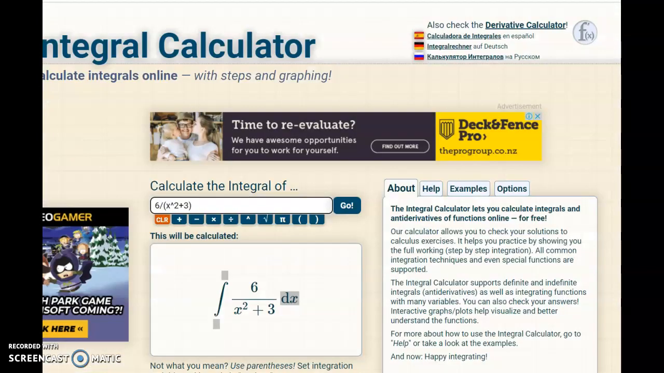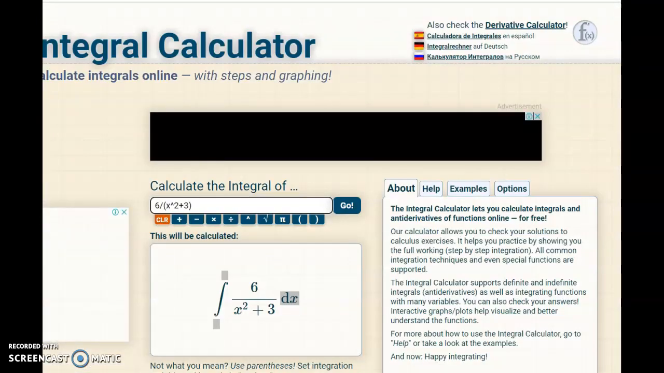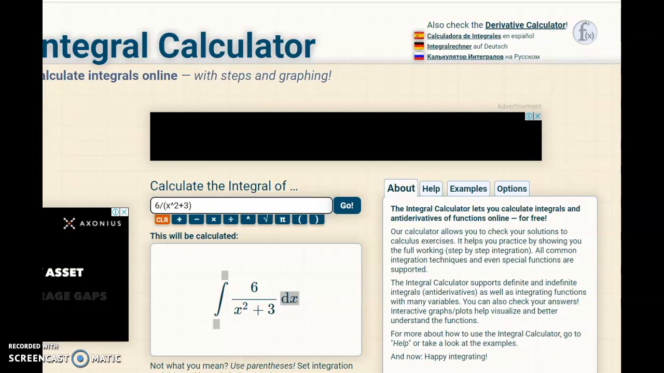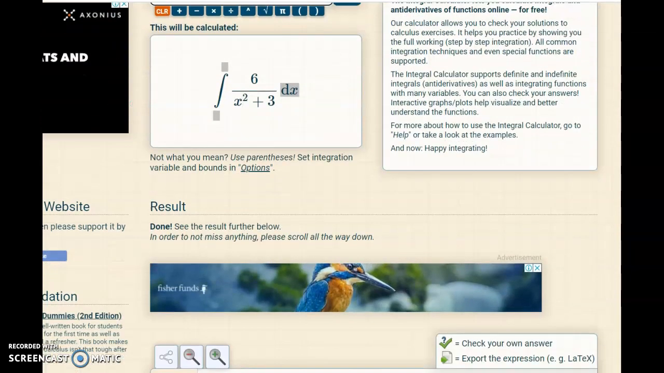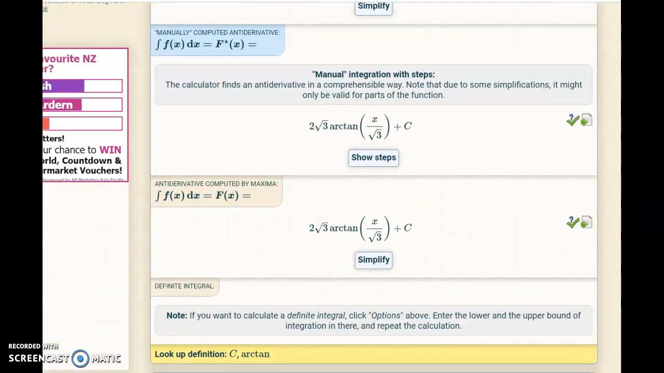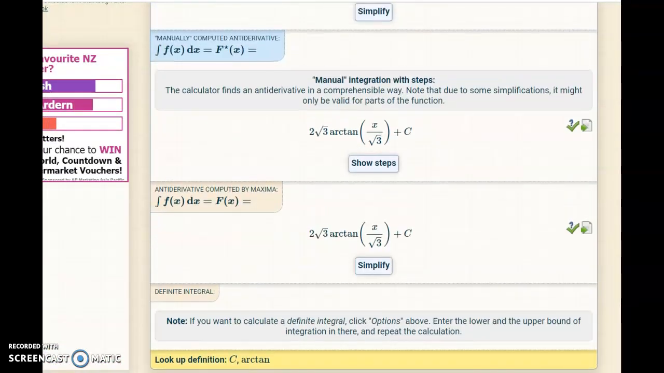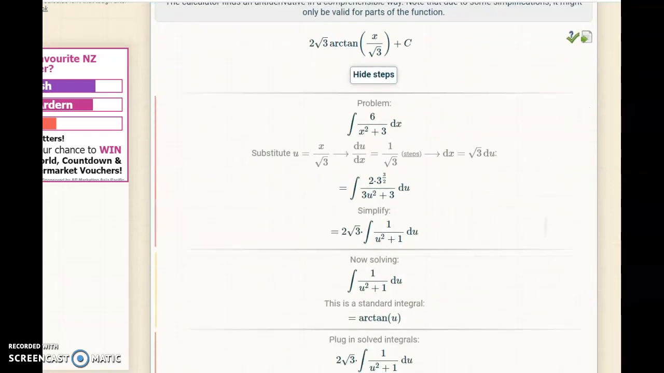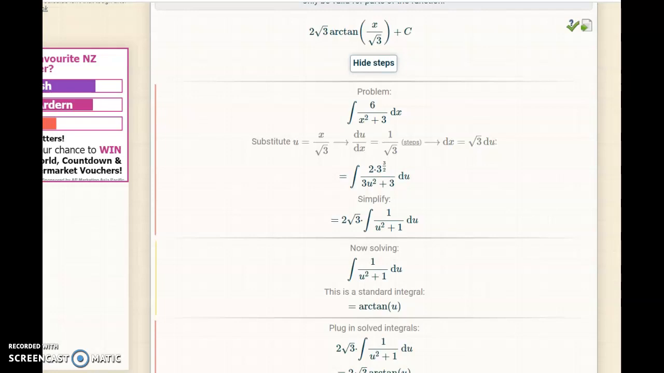So the one I just found was this. It's called Integral Calculator. Calculate integrals online with steps and graphing, and it is really, really cool. And so I just checked my work on here, and you can see that down here it does it, and it will even show you the steps. So there we go. It's done a u substitution, right? So a slightly different way from how I did it, but basically the same thing.